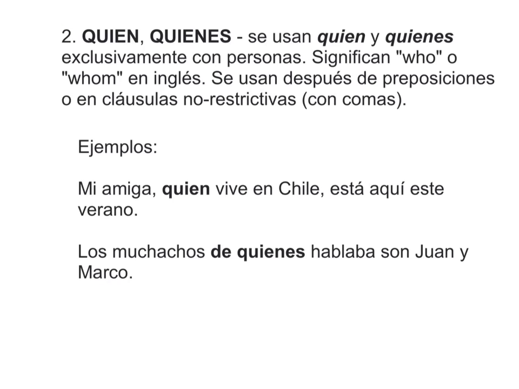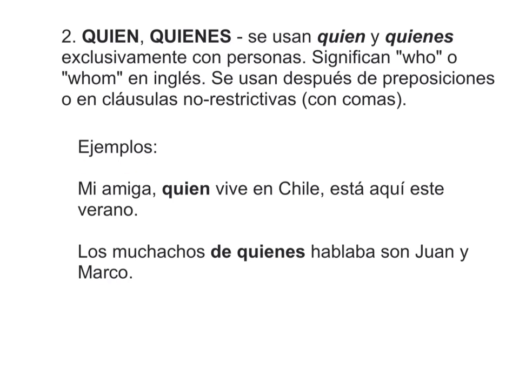Número 2, tenemos quién y quiénes. Se usan quién y quiénes exclusivamente con personas, just with people. Significan who or whom en inglés. Se usan después de preposiciones o en cláusulas no restrictivas, con comas. So non-restrictive clauses have commas, and they are not being used to restrict the antecedent. They're not being used to say this antecedent as opposed to other.